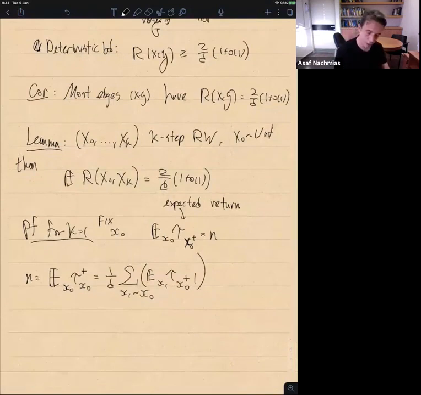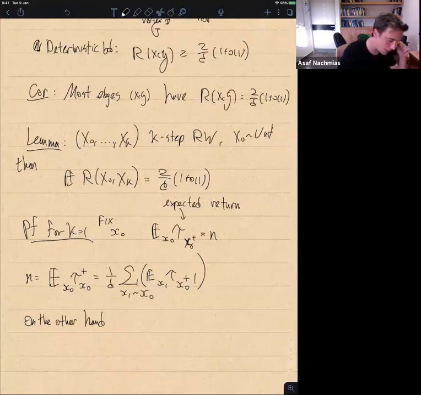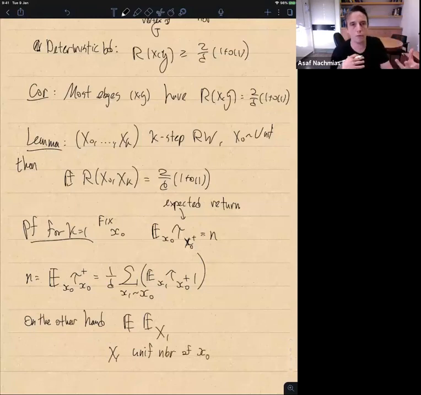But on the other hand, what is the expectation of the expected return time from x1? Now x1 is a uniform neighbor of x0. So I choose a uniform neighbor and ask myself, how long does it take me to return? So it's almost the same quantity.